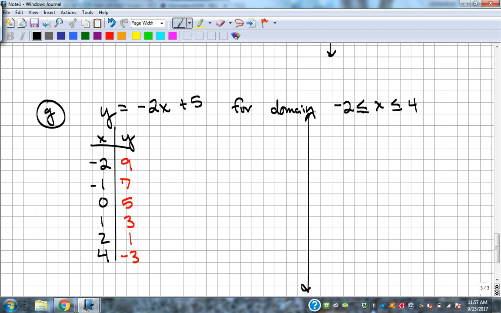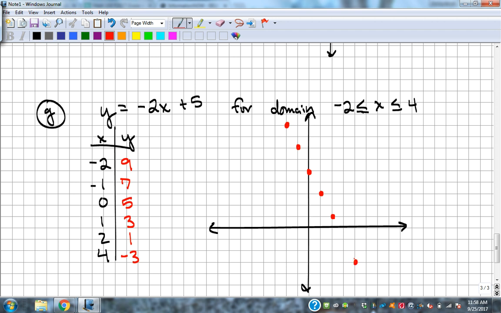Then go plot your points. And now this one you've got to be careful on because you don't have arrows on either end. It has endpoints because of the restriction on the domain. -2 up to 4, and then you stop. You don't go any further in either direction. Okay? So -2, 9. -1, 7. 0, 5. 1, 3. 2, 1. And 4, -3.